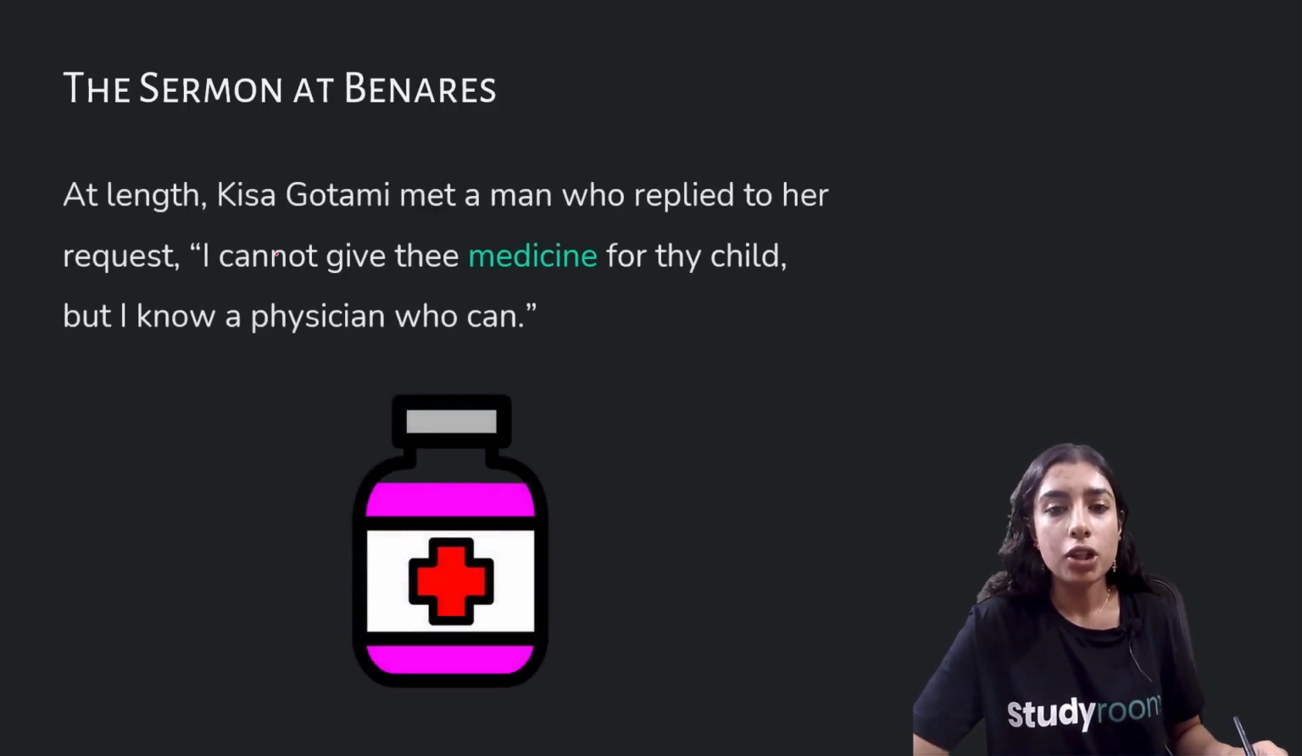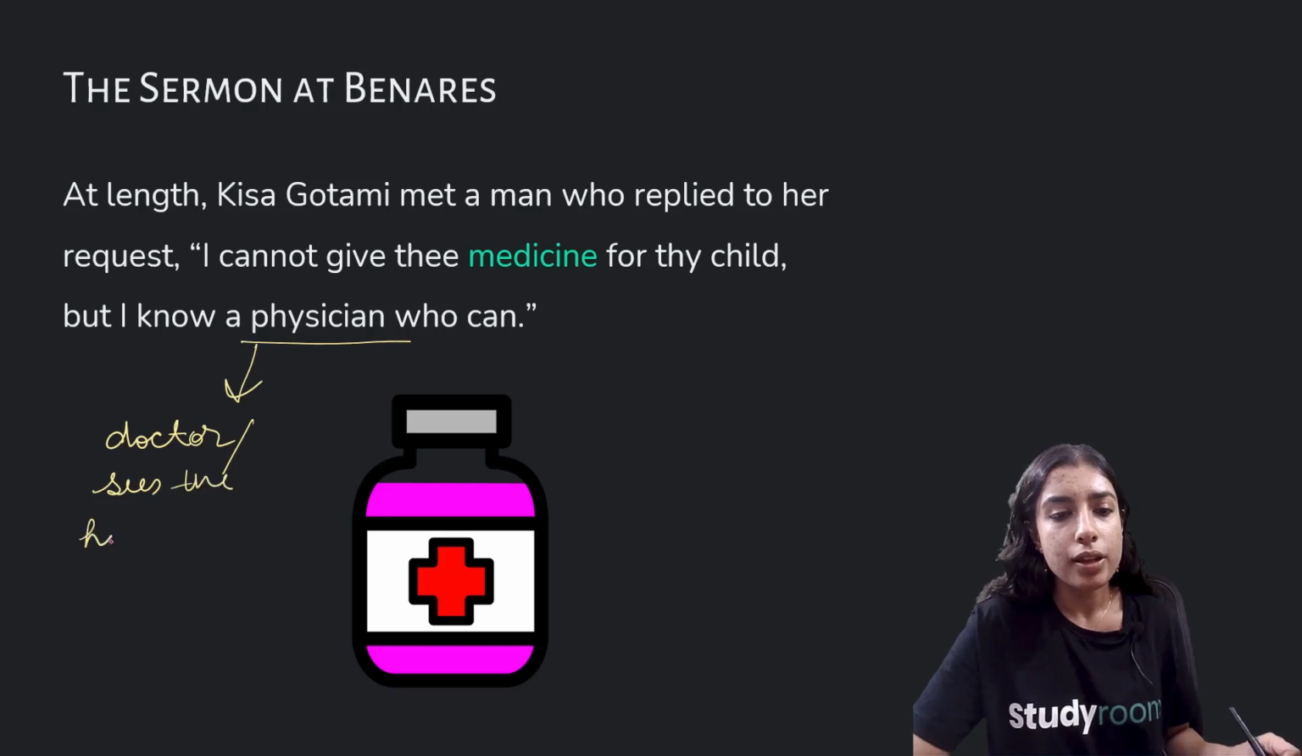At length, Kisa Gautami met a man who replied to her request. "I cannot give thee medicines for thy child, but I know a physician who can." So, upon interacting with many people, Kisa Gautami finally met a man who replied to her request, that although he cannot give her medicines for her child, he knows a physician who can help her out. A physician is a certain kind of doctor, someone who sees to the health of ill people.